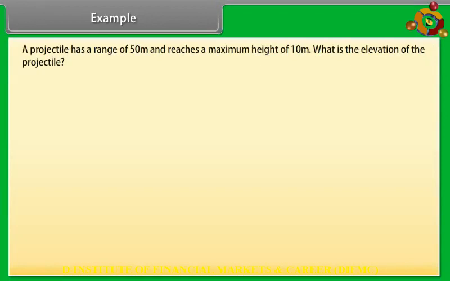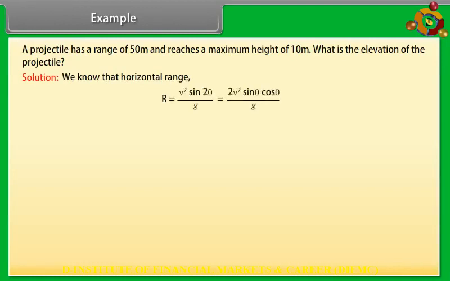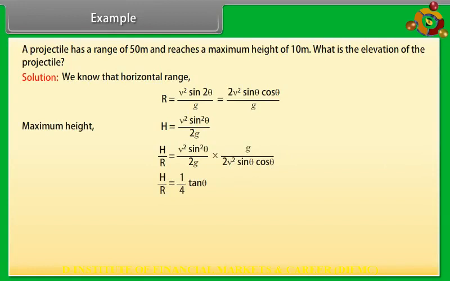Example. Let's take an example of projectile motion. A projectile has a range of 50 meters and reaches a maximum height of 10 meters. What is the elevation of the projectile? Let's see the solution. We know that horizontal range is equal to v squared times sin 2 theta divided by g. We derive the relation between height and range, which is given by h upon r is equal to 1 by 4 tan theta. On calculating this equation, we get the value of theta equal to 38.66 degrees.